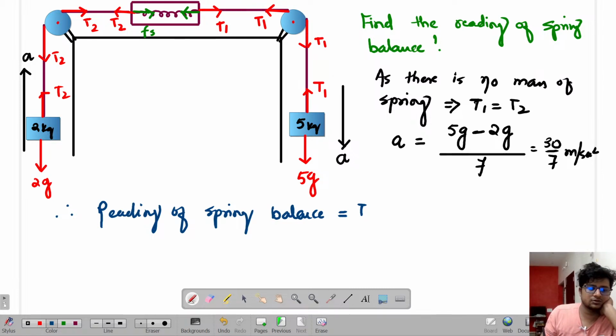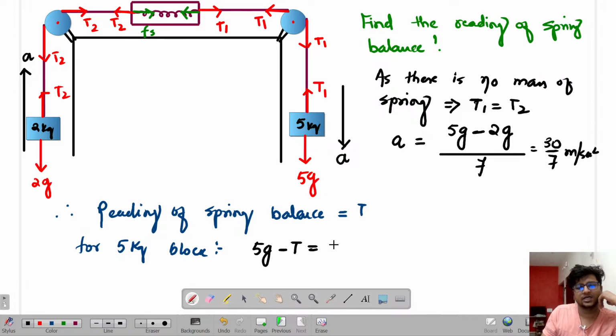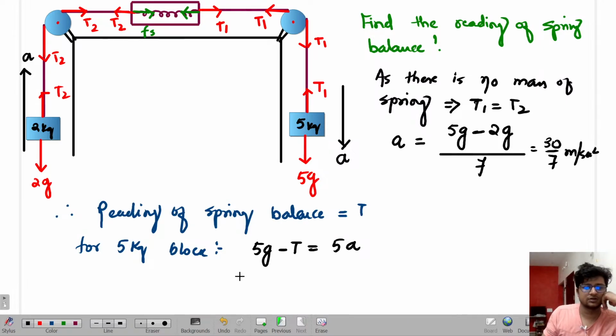So therefore, 50 Newton. Let us check. Let us apply it. Let us find this tension in any of the blocks. Suppose I look at the 5 kg block. If I look, pulling force is how much? 5g. Opposing force is tension T, and that is 5 into the acceleration. So therefore, T is equal to simply 5g minus 5 into 30 by 7.